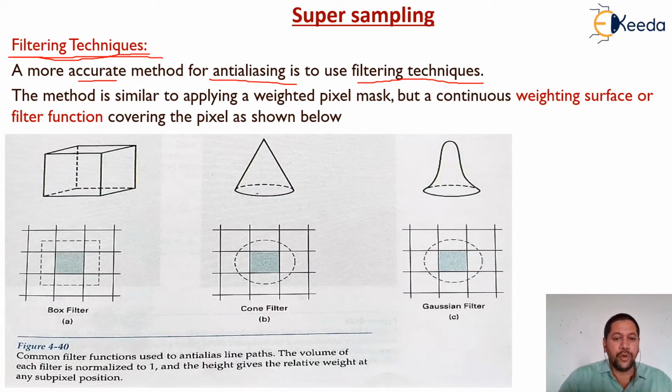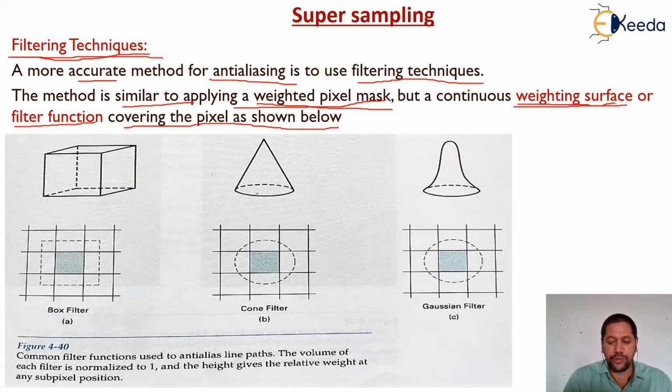Now what does this filtering technique do? The method is similar to applying a weighted pixel mask. Just now we have seen the weighted pixel mask method, so it is similar to that, but the difference is a continuous weighting surface, or a continuous filter function, covering the pixel, as shown below. There are different methods also, so concentrate on the diagram. These are the different methods that come under the filtering technique.